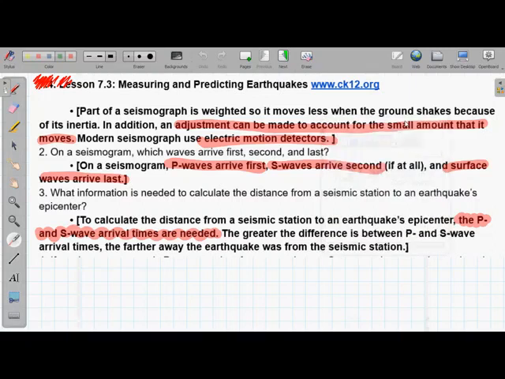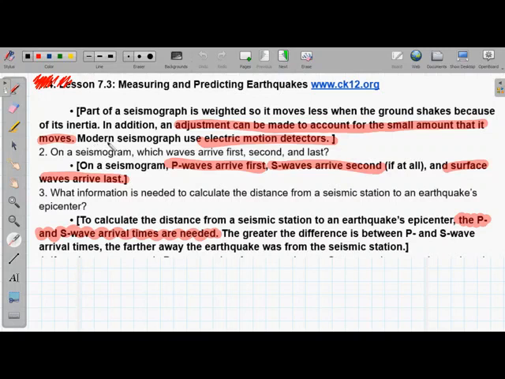Alright, so this is a review of the 7.3 Measuring and Predicting Earthquake Review questions. These questions were included with the notes and should have been answered in your notebook as a classwork assignment.